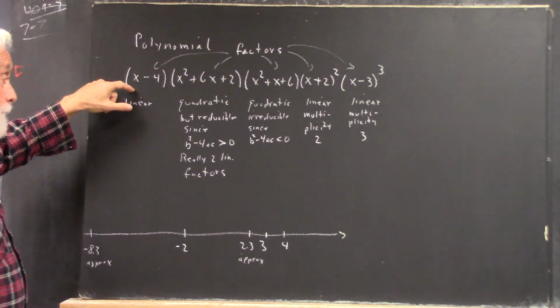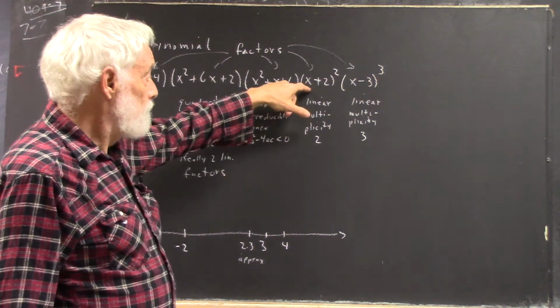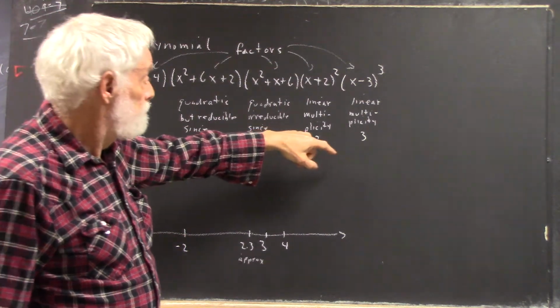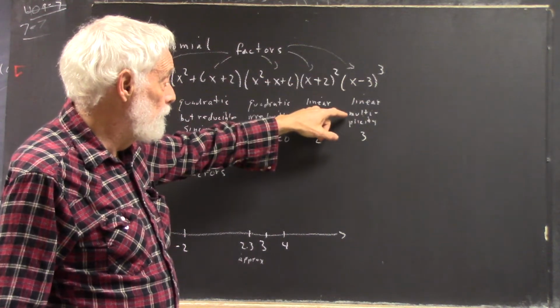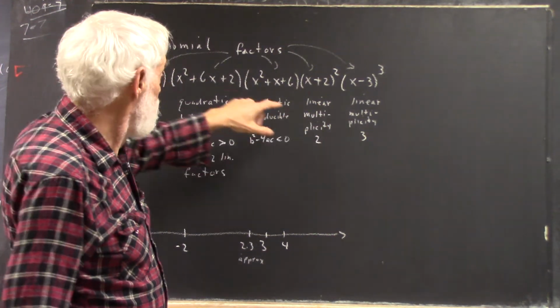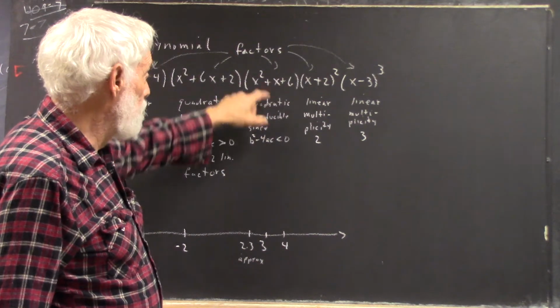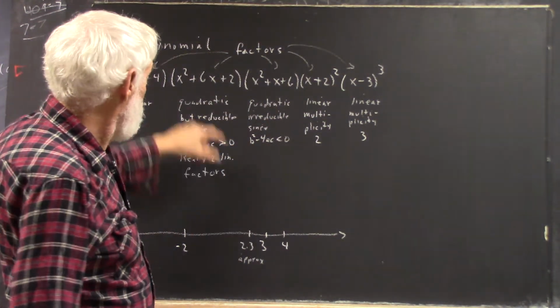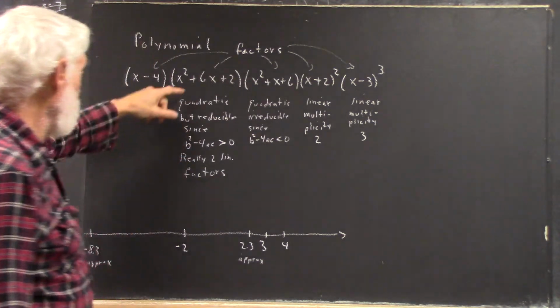This is a linear factor. X plus 2 is a linear factor with multiplicity 2. X minus 3 cubed is a linear factor with multiplicity 3. This is an irreducible quadratic since b squared minus 4ac is less than 0. This is a reducible quadratic.